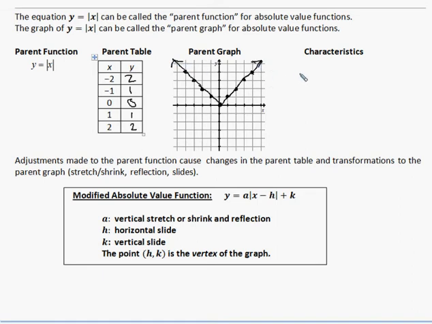Okay, so the characteristics are that it's V-shaped. Just remember V for value. The other characteristic is that it has what's called a vertex. And in the parent graph, the vertex is at (0, 0). All right, that's the vertex. That's the special point of this graph. And when that special point moves around, the rest of the graph moves around as well.